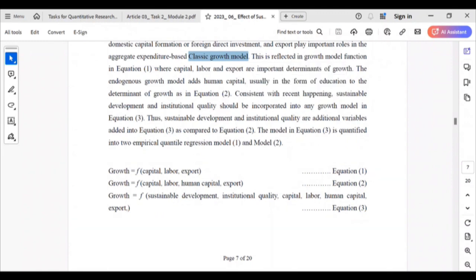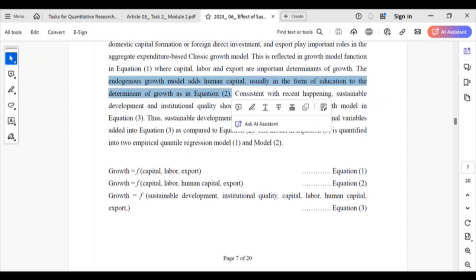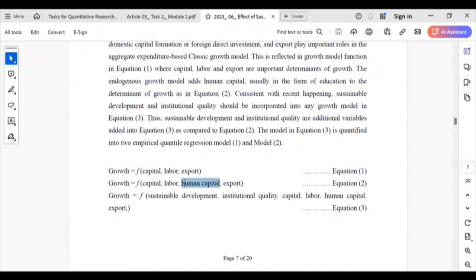You can see equation 2 is your extended, it becomes the endogenous growth model. Then you add on human capital. Again, human capital is the concept. I mean, labor is just a quantity, number of labor, 10 labor, 20 labor, 30 labor. But your 30 labor may not be as good as another people's 30 labor, right? So their productivity, their quality of the labor. So endogenous growth model includes human capital.